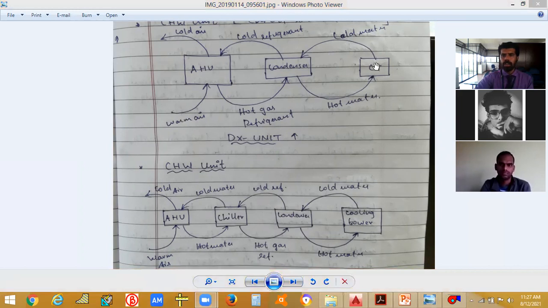CT means cooling tower, okay? It's cooling tower. Mainly we'll be using only air cool type. In case we want the water cool type, we will be using cooling tower. It will be in different locations and all those things. But mostly we'll be using air cool type.